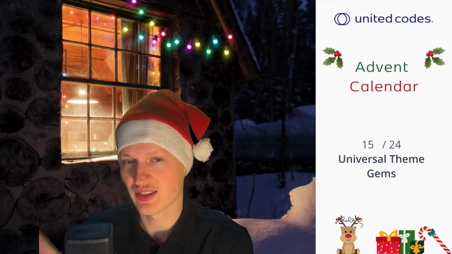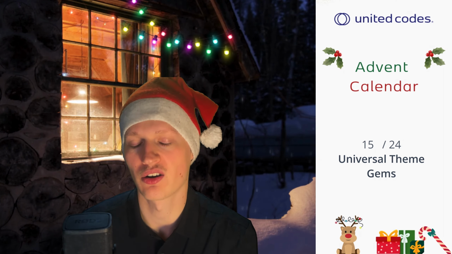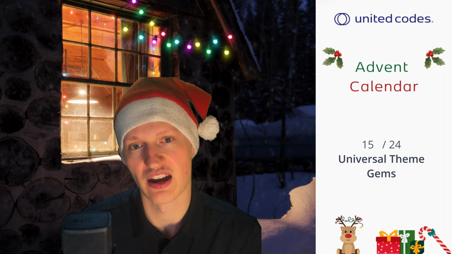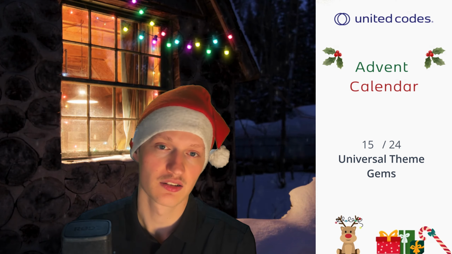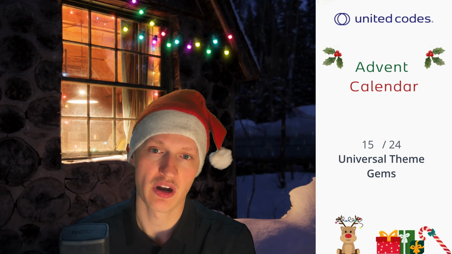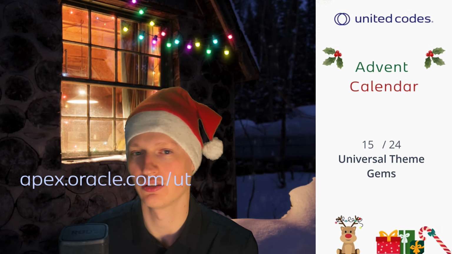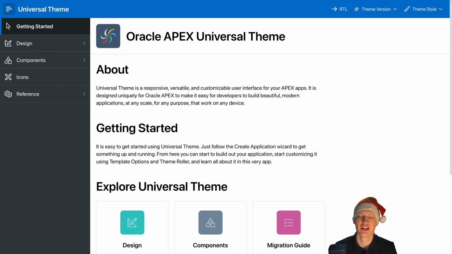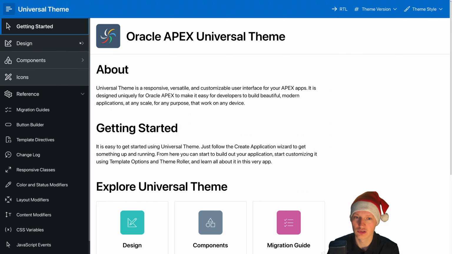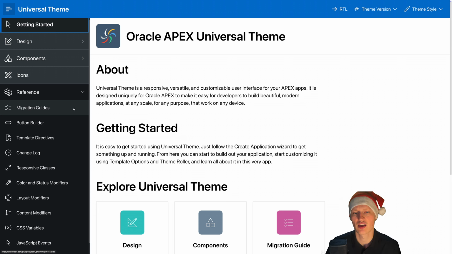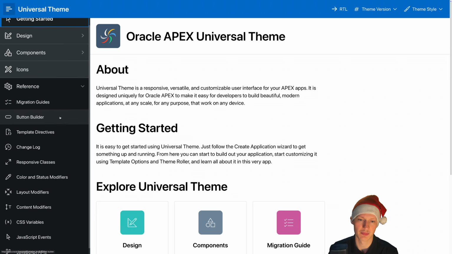Today we're going to look at the Universal Theme app and all the gems it has in there. So keep in mind to quickly go to the Universal Theme reference app, type apex.oracle.com/UT for Universal Theme. And in here, first thing, the reference section. I guess you know the design and component sections by now, but in the reference section, there are huge gems in my opinion.